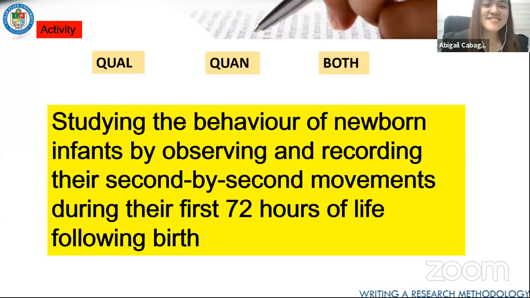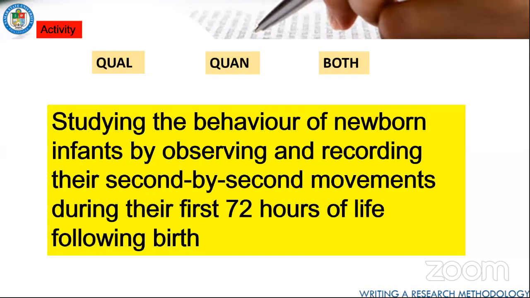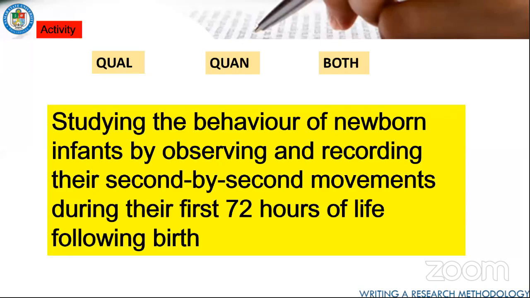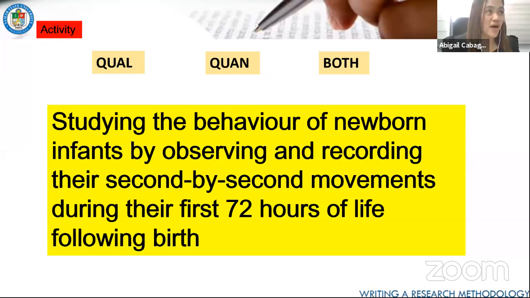Lastly, studying the behavior of newborn infants by observing and recording their second-by-second movements during their first 72 hours of life following birth. So what is this? Is this qualitative data, quantitative data, or both? Okay, most of the responses are both. Yes, you are correct. This can be qualitative or quantitative data because the aim is to observe, which is very qualitative, and to record, which is quantitative.